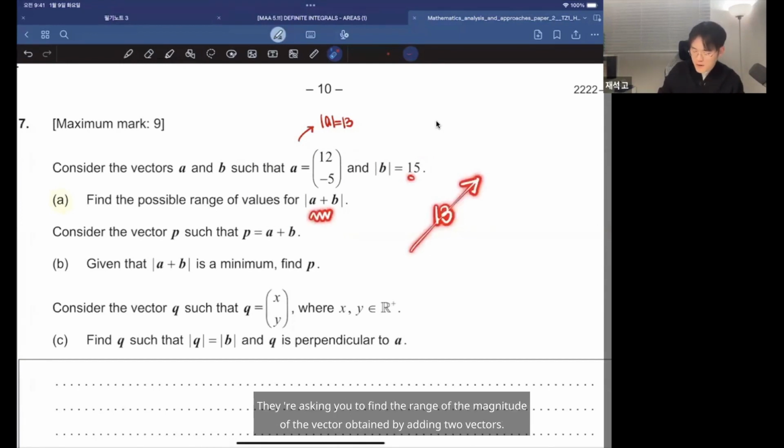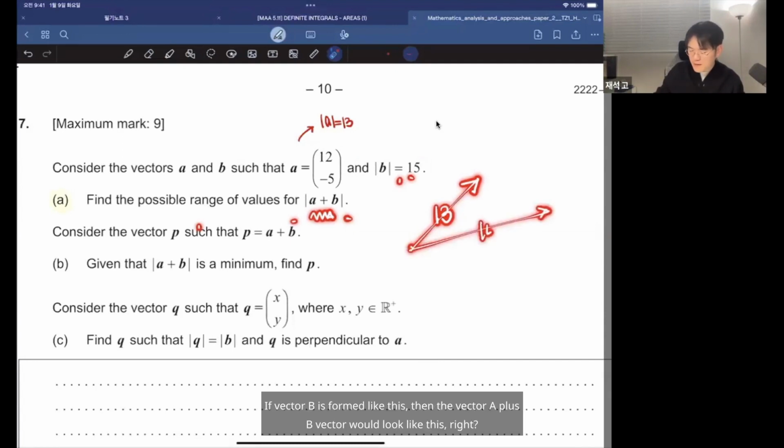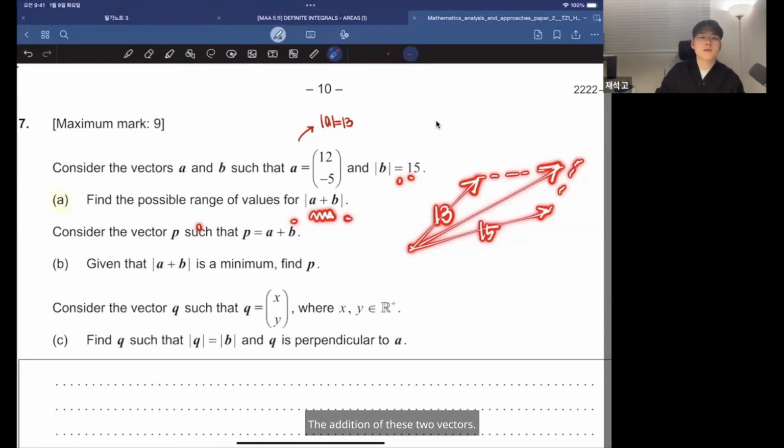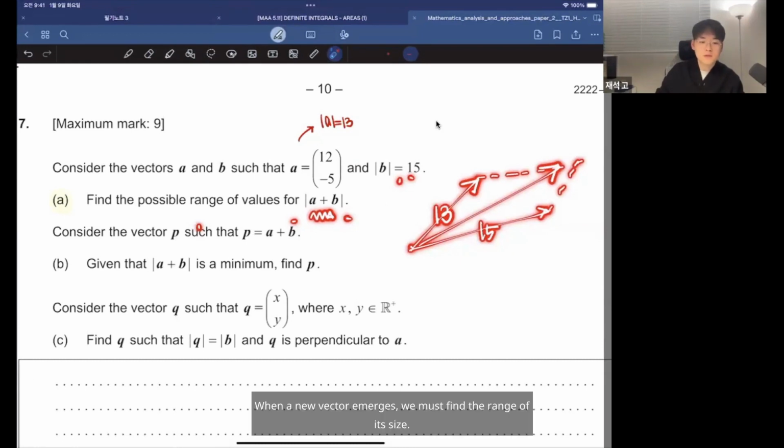They're asking you to find the range of the magnitude of the vector obtained by adding two vectors. If vector B is formed like this, then the vector A plus B would look like this, right? The addition of these two vectors. When a new vector emerges, we must find the range of its size. To determine the range, we consider the maximum and minimum values.